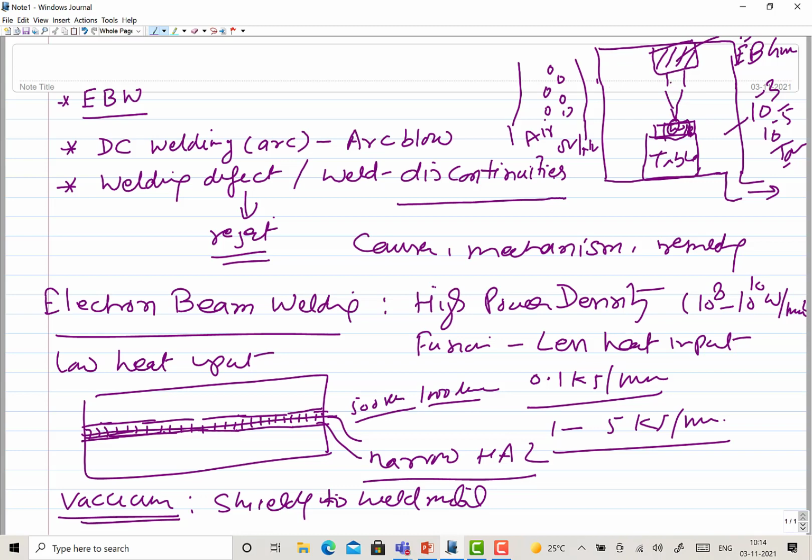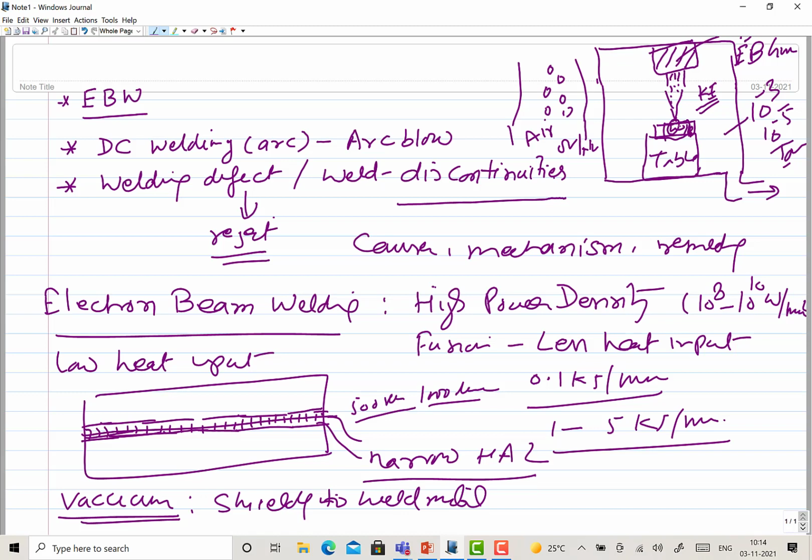So it is important that high velocity moving electrons are directed to the surface of the workpiece without loss of any kinetic energy. When these electrons impact, they will generate enough heat for facilitating the fusion.